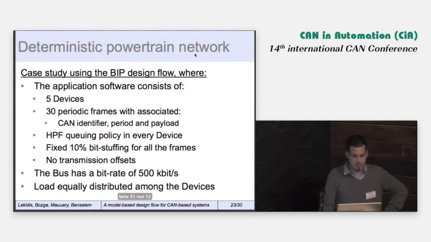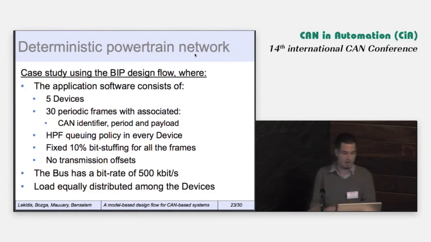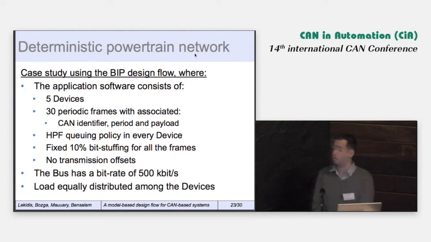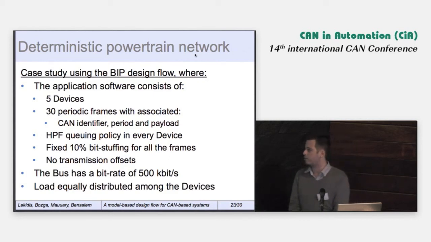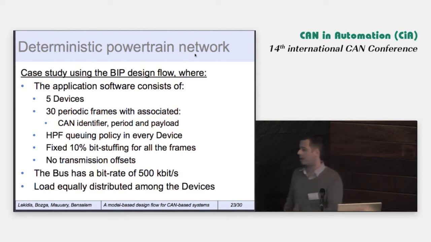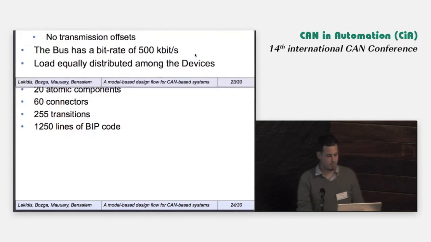So I move now to the application of this context, and first I will describe how a deterministic powertrain network was modeled using the BIP design flow. Here we see that we have 5 devices. They have periodic frame transmission with a corresponding set of identifiers, periods and payloads. We have a fixed number of stuffing bits, and we also model a bus which has a bit rate of 500 kilobits per second. What is also important here is that the load was equally distributed upon the devices.